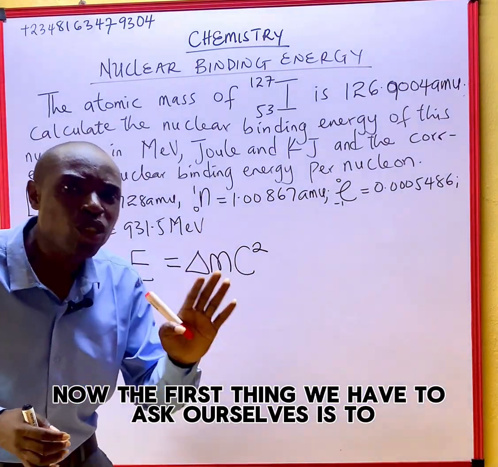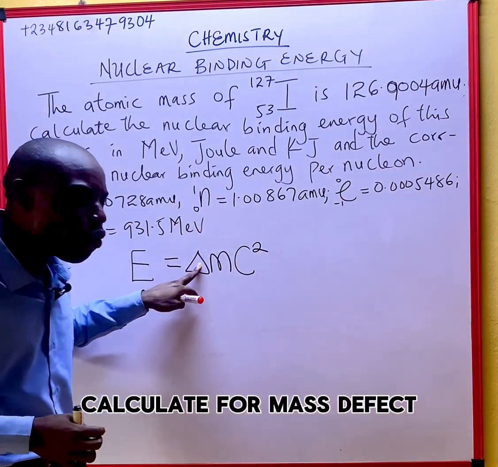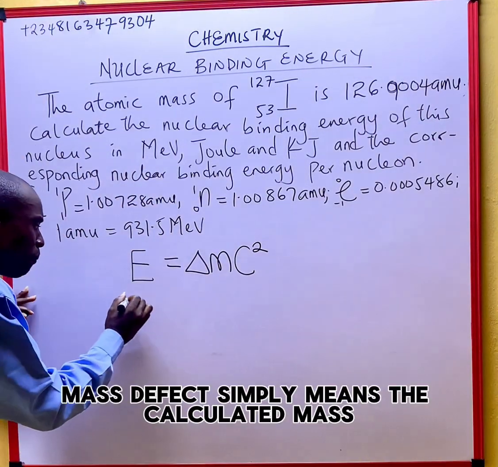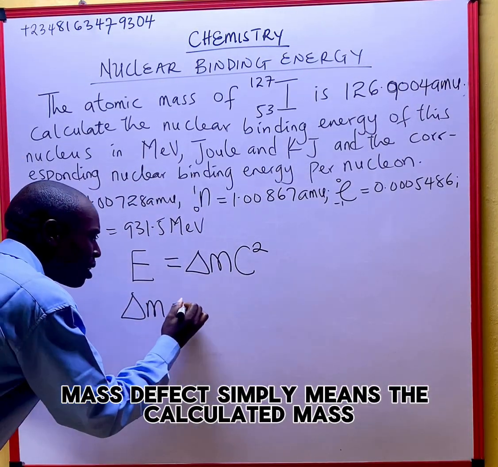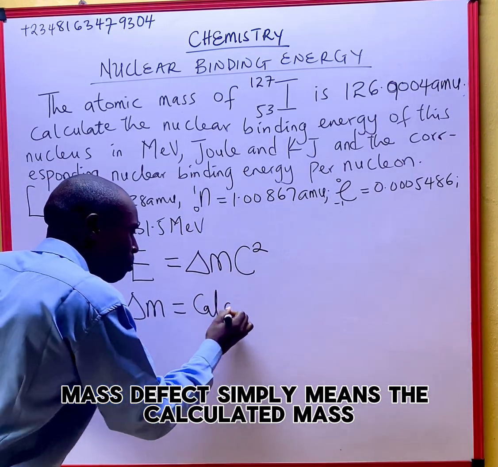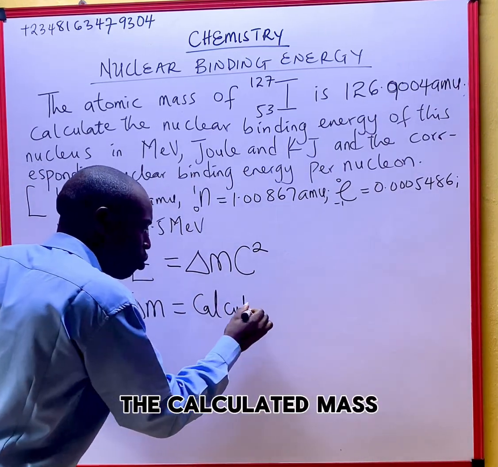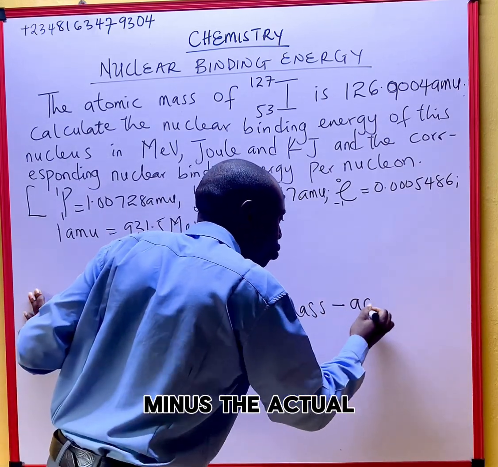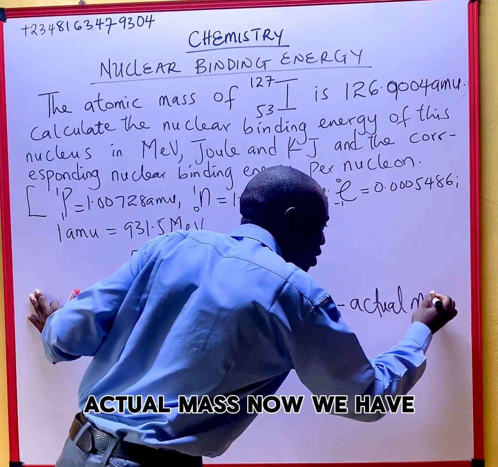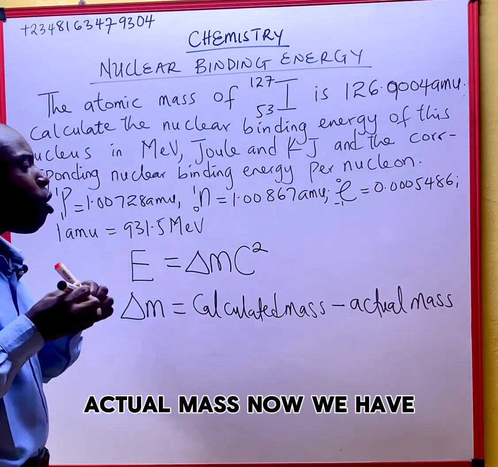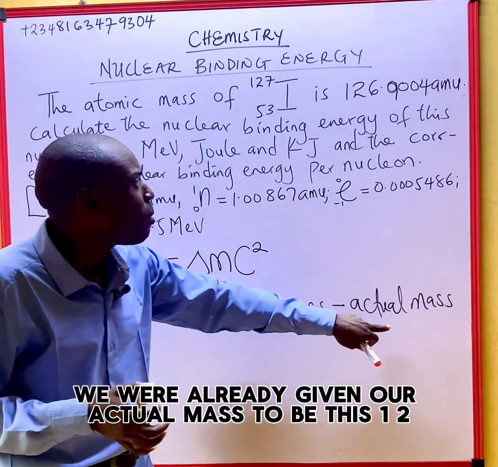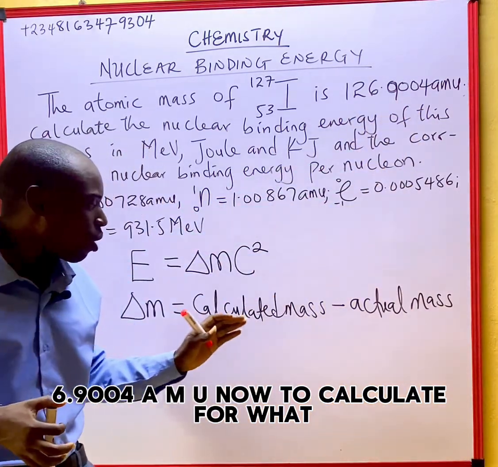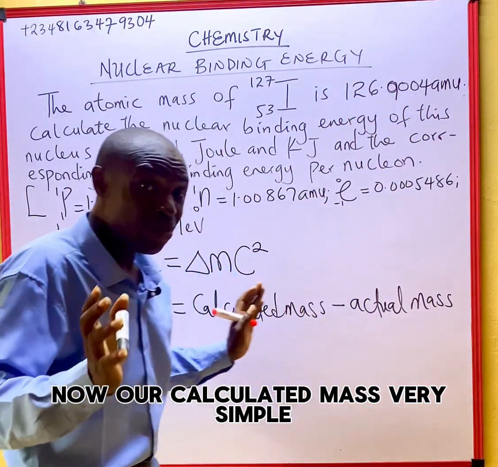Now, the first thing we have to ask ourselves is to calculate for mass defect. How do I calculate for mass defect? Now, take note, mass defect simply means the calculated mass minus the actual mass. Now we were already given our actual mass to be this 126.9004 AMU. Now to calculate for what now? Our calculated mass. Very simple.